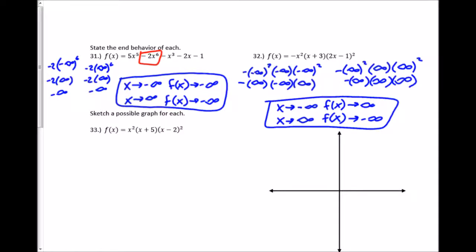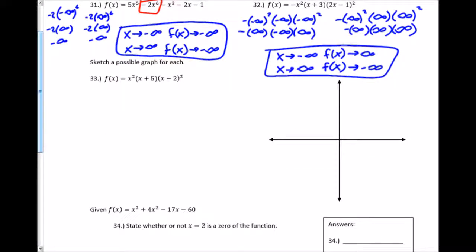Number 33, we're going to use the end behavior to sketch a quick graph here. And the first thing I want to do is set each of these guys equal to 0. So I do the x equals 0. I do the x plus 5 equals 0. And I do the x minus 2 equals 0. Here, this one's already solved. I get x equals 0. Here, this one I subtract the 5, x equals negative 5. Here, this one I add the 2, I get x equals 2. So these are my x-intercepts. Got this guy here. Got the negative 5 back here. I've got the positive 2 up here.